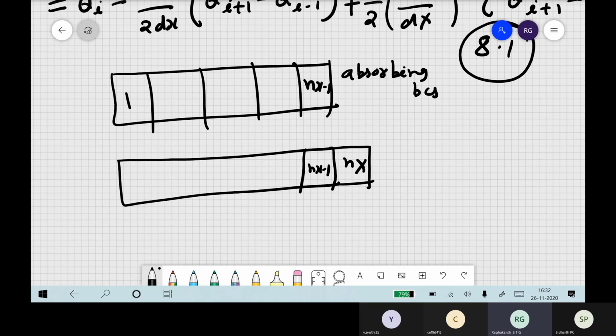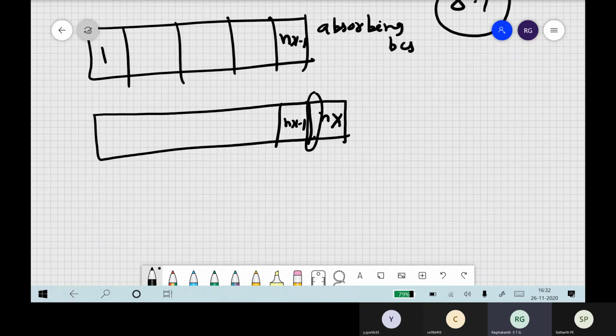Now suppose it is absorbing boundary conditions, so what should be the boundary condition here? Absorbing means what should happen? Previously we discussed it. Absorbing means it is essentially an infinite medium you are representing in a finite medium. Now, what does it tell? There shouldn't be any reflection of wave. No reflection.